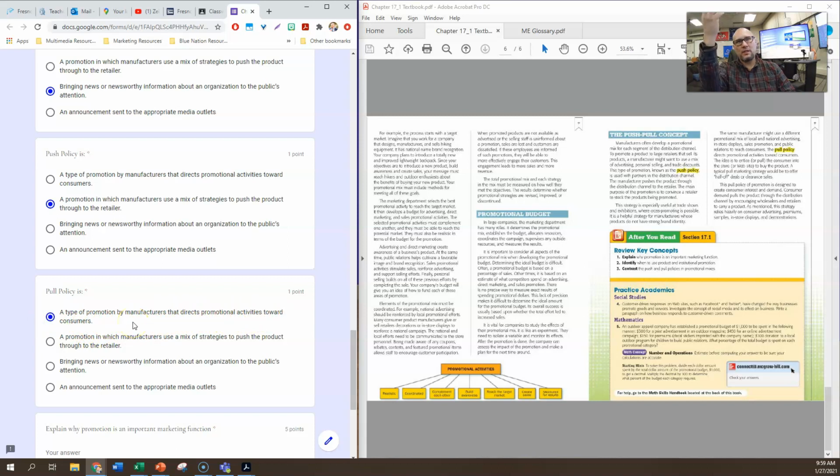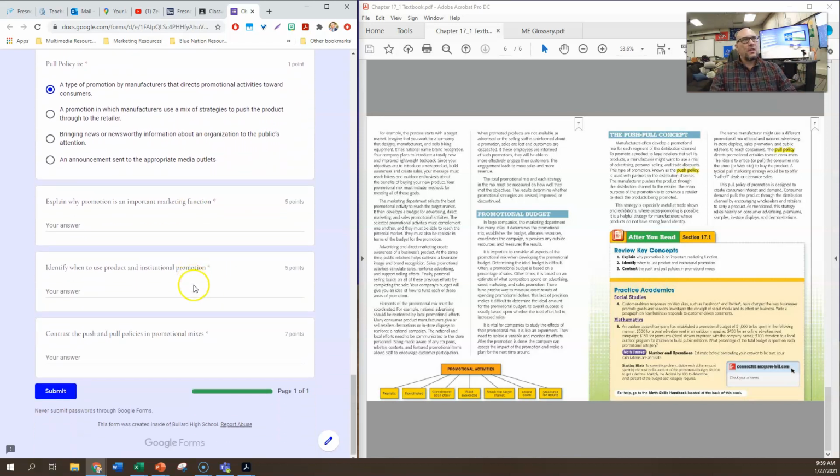So pull is actually targeting the consumer themselves. Push is actually targeting the retailers that are going to carry the goods. That's the main difference. Okay, so now explain why promotion is an important marketing function.